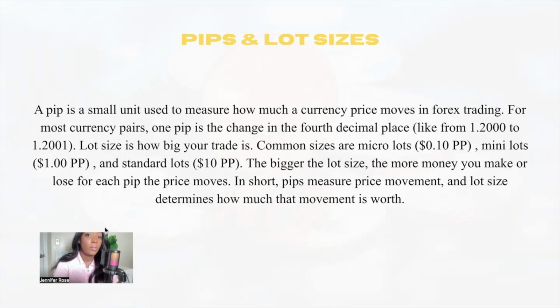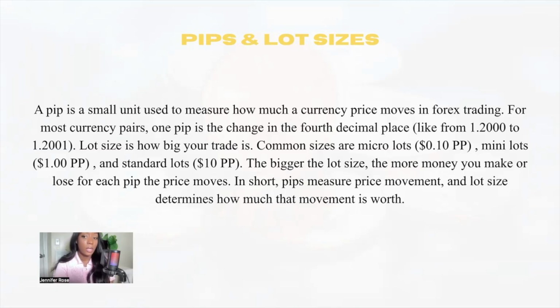All right, so pips and lot sizes. So a pip is a small unit used to measure how much a currency price moves in Forex trading. For most currency pairs, 1 pip is the change in the fourth decimal place. So if price went from 1.2000 to 1.2001, that means that price increased by 1 pip.